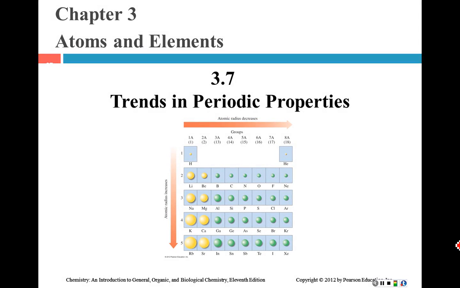Welcome to the last section of Chapter 3. Congratulations, you've almost made it. We're going to look at some trends or properties of the periodic table. And as I told you before, the groups have certain characteristics. Also, the periods will have characteristics as well.